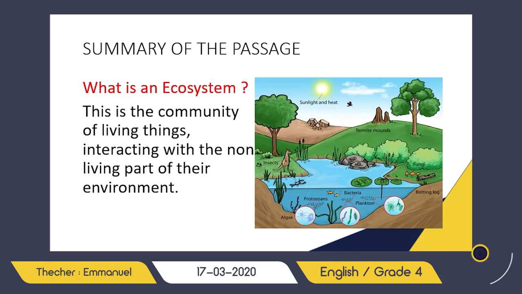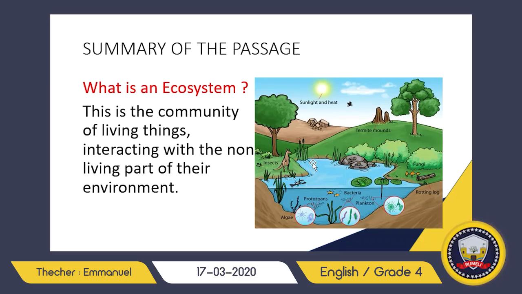An ecosystem is the community of living things interacting with the non-living part of their environment. With the image right here, you can see a lot of things displayed. We can see the sun, the tree, the water, and some insects. So this is a community of living things interacting with non-living parts of their environment. We all know what the non-living things are. The non-living things could be the rock, the wood, and some minerals, because they are non-living things.